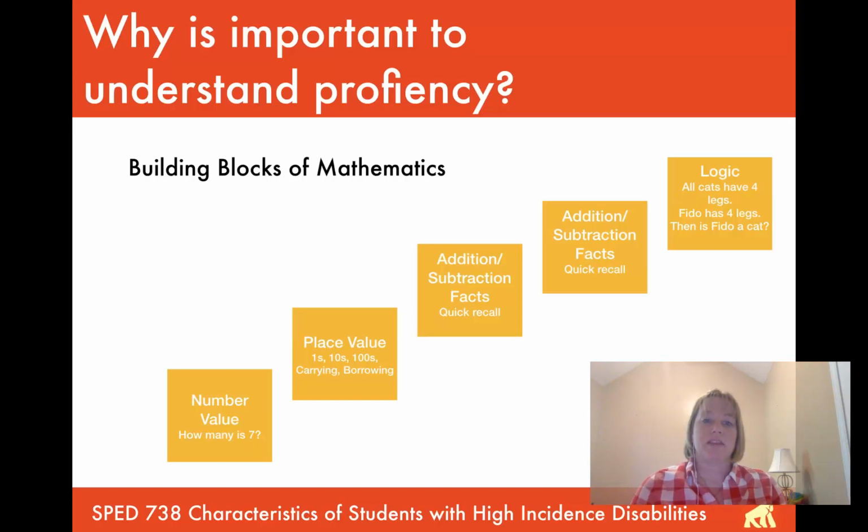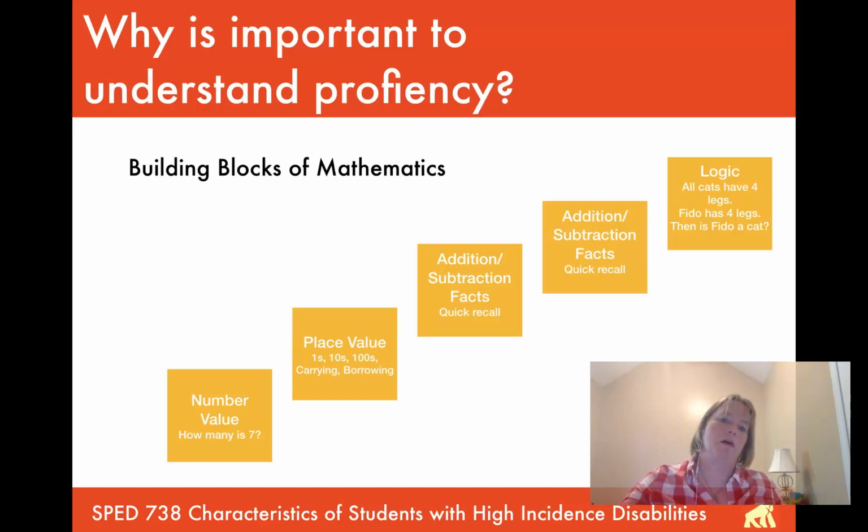The first is having that number value sense. So understanding that when I say the number 7, I know what that means. I know what that looks like when it's represented with manipulatives. I understand what it means to have 7 pieces of candy. I understand that if I could choose to have 2 pieces or 7, I want 7. That's more. That number value, that number sense is really critical.